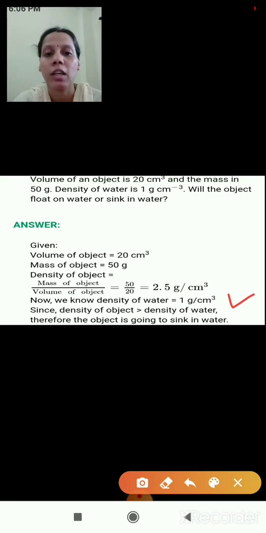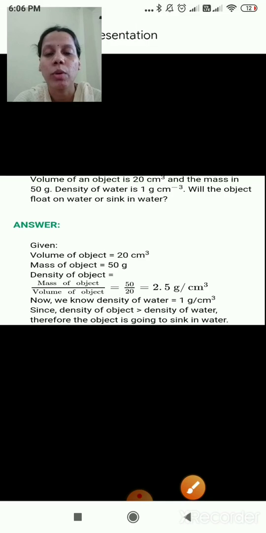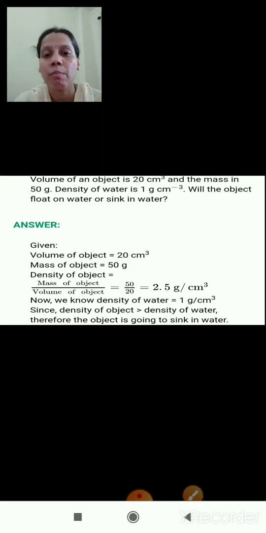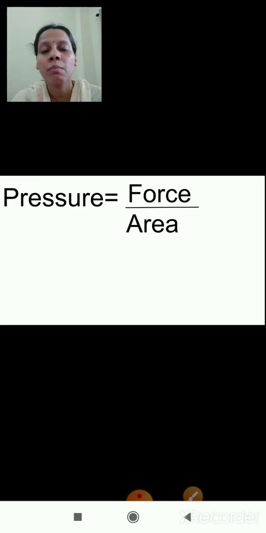So I hope you are clear with this sum. Today we have completed 5 sums, 3 from the solved examples and 2 from your exercise. Now once again we will revise the formulas. Based on these 3 formulas we have solved the sums.